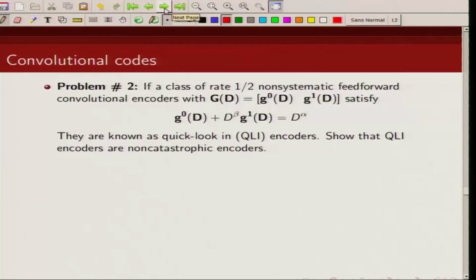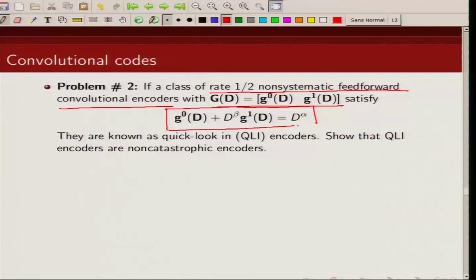Next, we look at a class of rate 1/2 non-systematic encoders. So, we are looking at rate 1/2 non-systematic feed forward encoders whose generator matrix is given by this, and these generators G0 of D and G1 of D satisfy this property. So, what is this property? It says G0 of D plus some delay, that is D to the beta, where beta is greater than or equal to 0, times G1 of D is given by D to the alpha, where alpha is also something greater than or equal to 0. Okay.